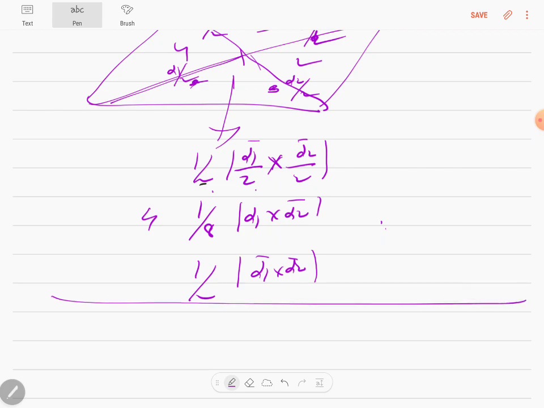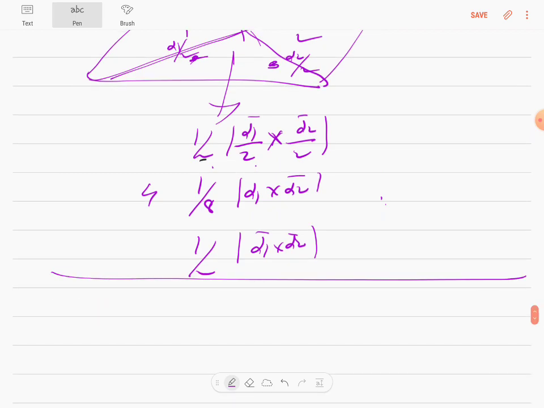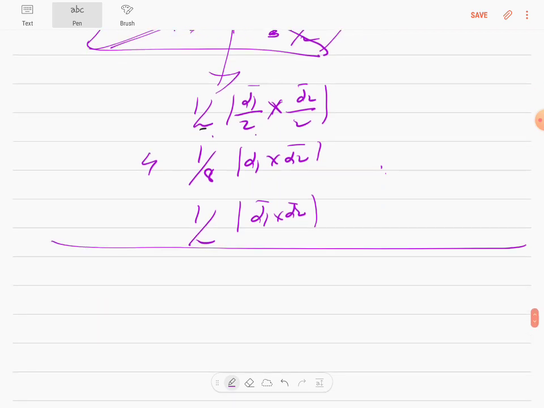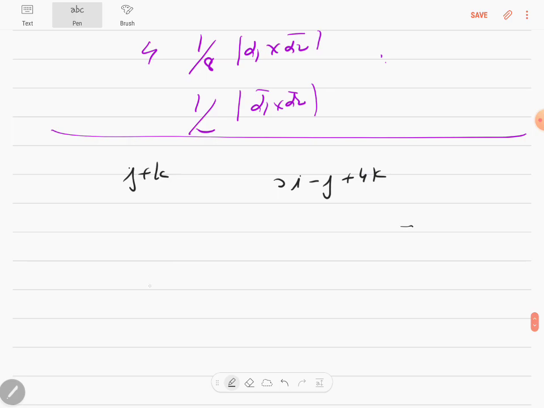Next is: two vectors j plus k and 3i minus j plus 4k represent the side vectors AB and AC. See, look at this. This is AB. This is AC. Correct? AB is j plus k. AC is 3i minus j plus 4k.